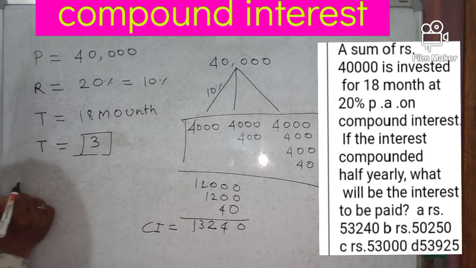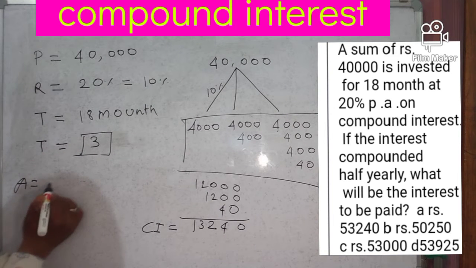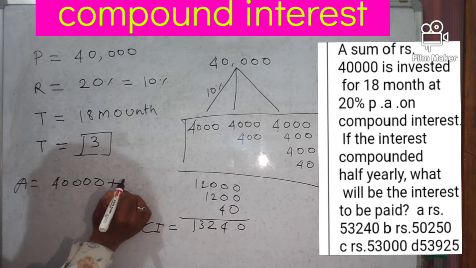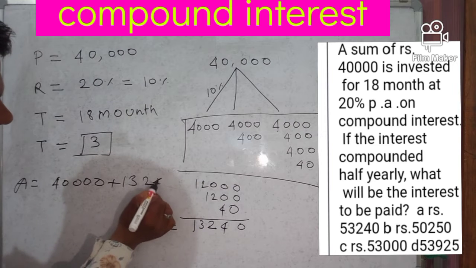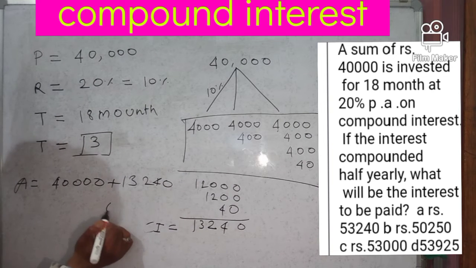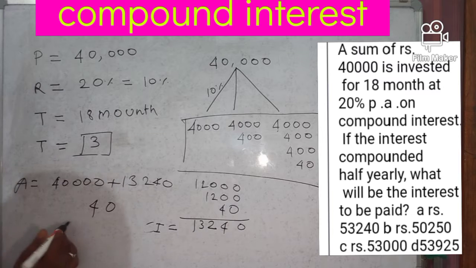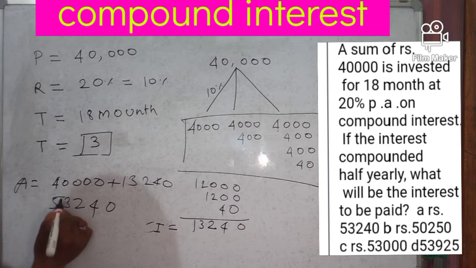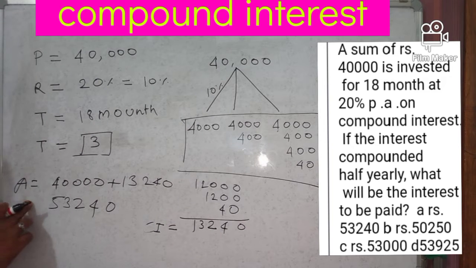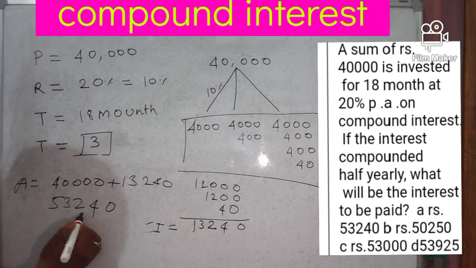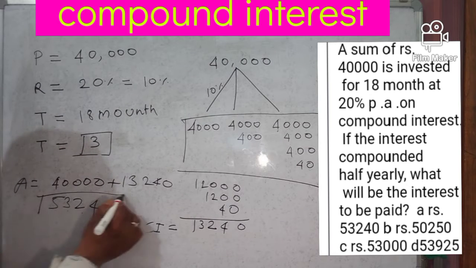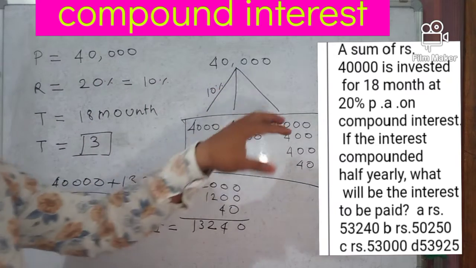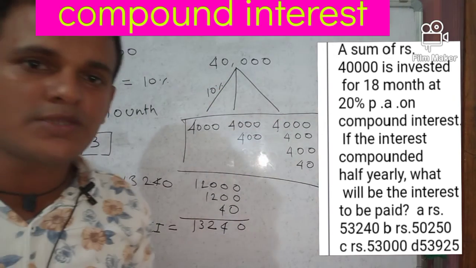If they ask what is the amount, so amount will be 40,000 plus compound interest 13,240. So it will be 0, 4, 2, 3 and 5. So total amount is 53,240. Okay friends, see here once again, principal is 40,000, compound interest is just interest on interest.